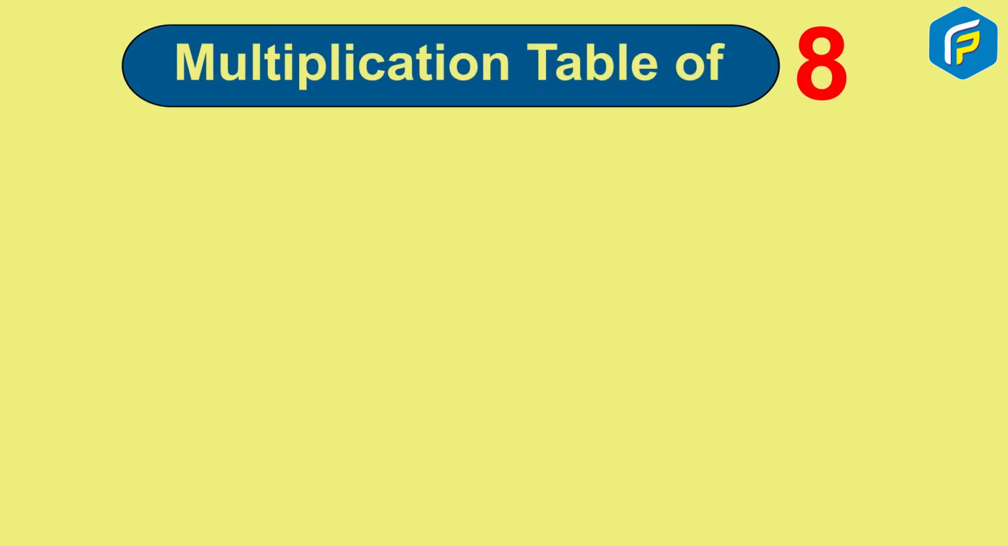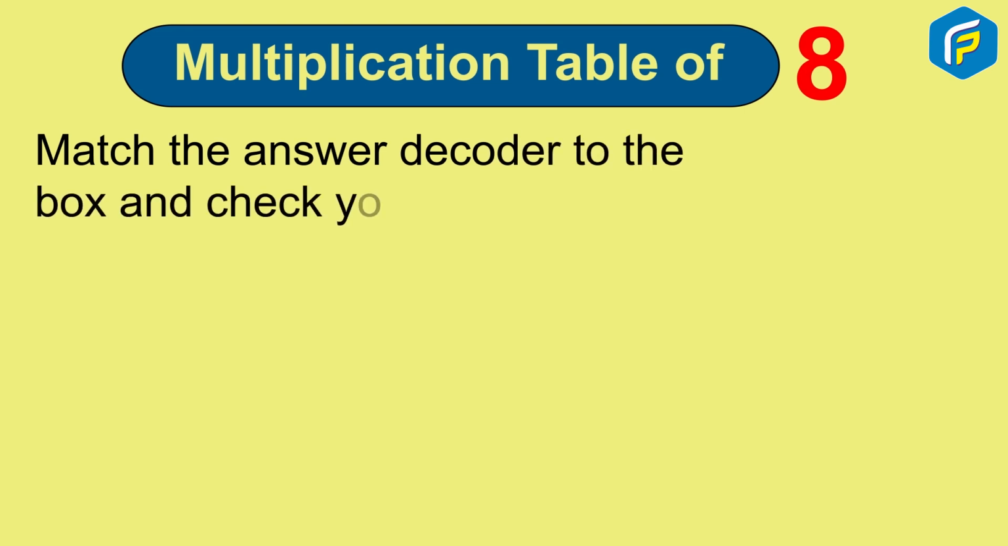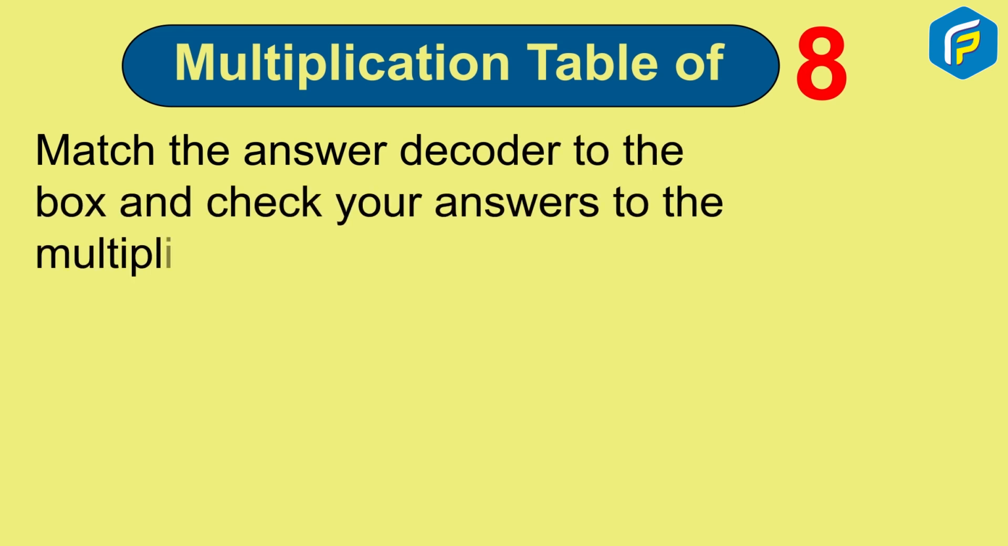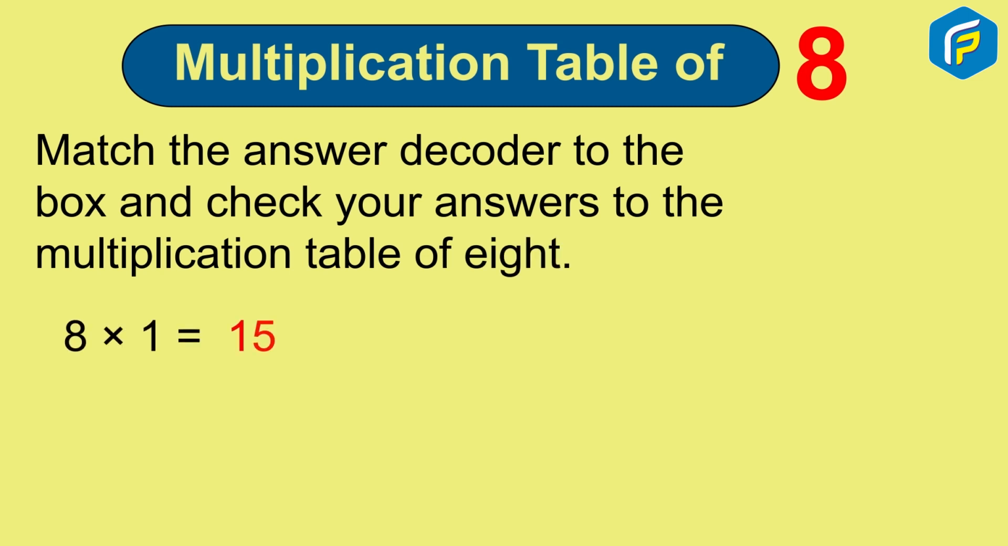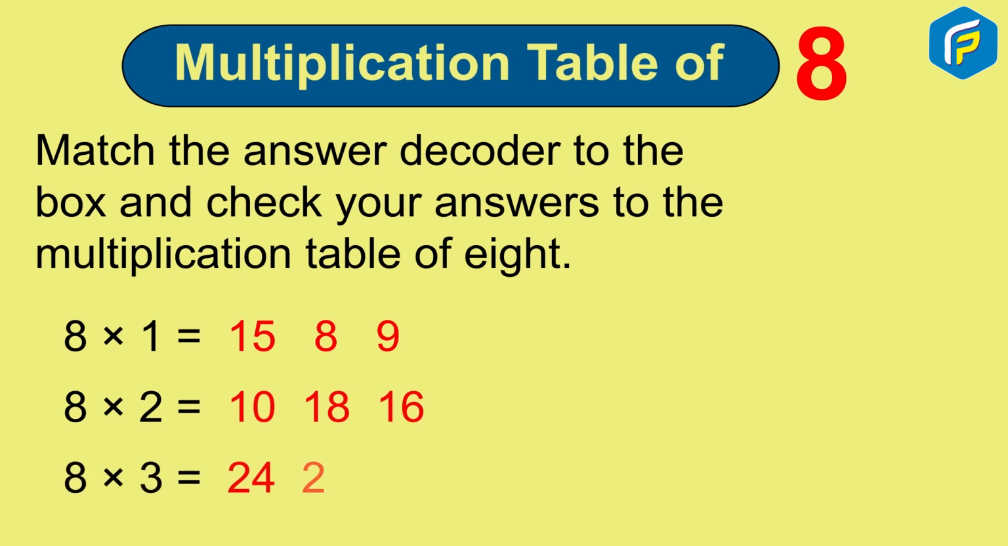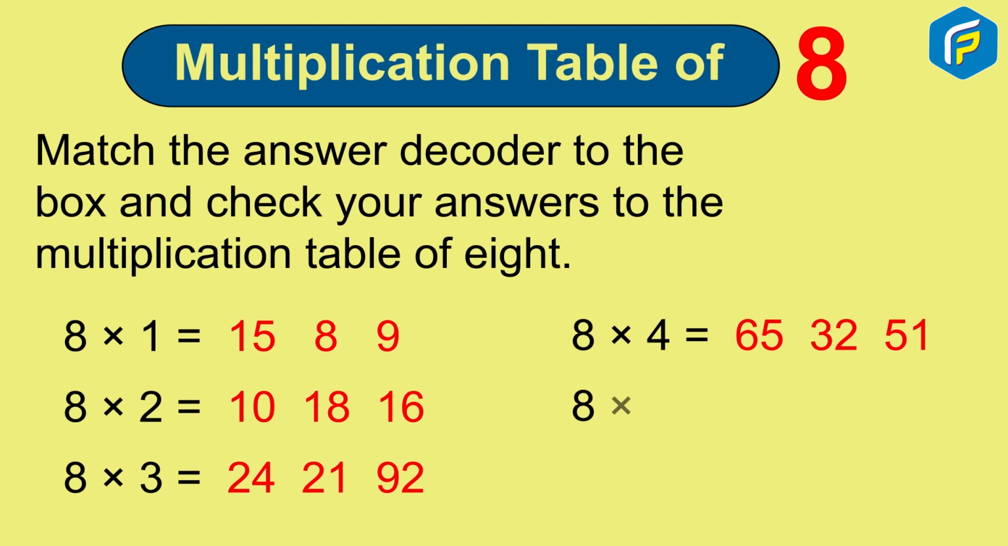Multiplication table of 8. Match the answer decoder to the box and check your answers to the multiplication table of 8. 8 into 1 is equal to 8. 8 into 2 is equal to 18. 8 into 3 is equal to 24. 8 into 4 is equal to 32. 8 into 5 is equal to 40.